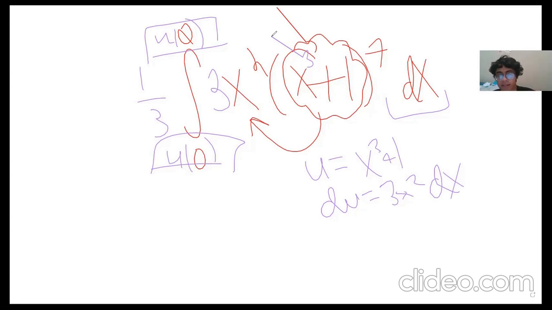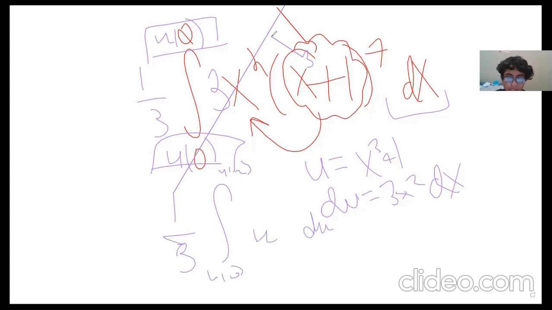So, all right, and then you say, okay, 1/3 u of 2, u of 0, and this is just simply du on the outside, and then you say u to the 7th power, right? And then you say, okay, integrate it, because this is the point of u sub. You integrate first, and then you produce this thing that you want.